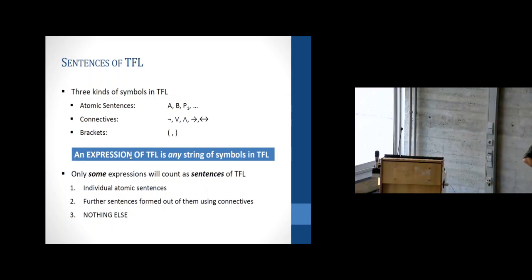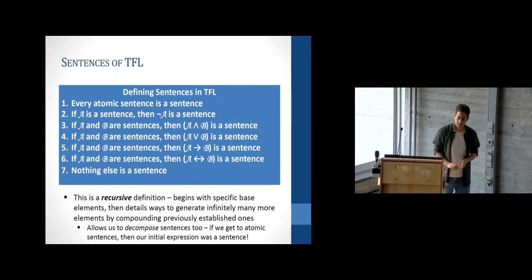So what are the well-formed sentences in truth functional logic? Exactly the individual atomic sentences, like A, B. Further sentences formed out of these using the connectives, and that's it, nothing else. These will count as the sentences, and here we have the exact recipe of how we build a sentence given the connectives. So we say, what are sentences of TFL? Every atomic sentence is a sentence.